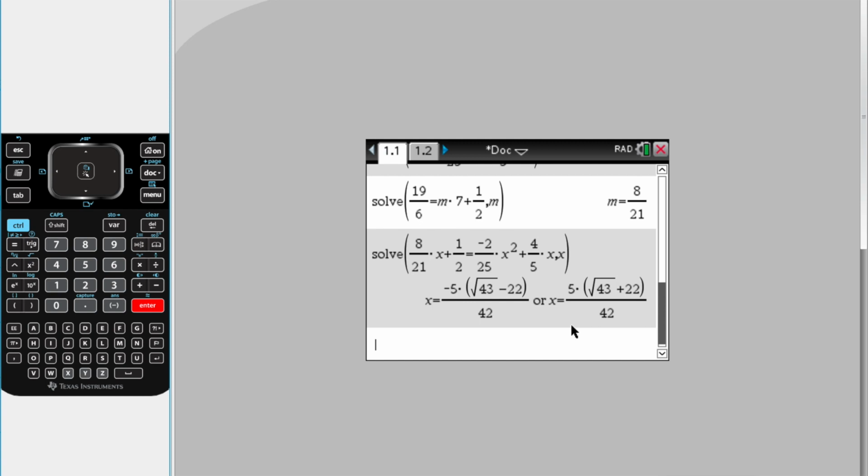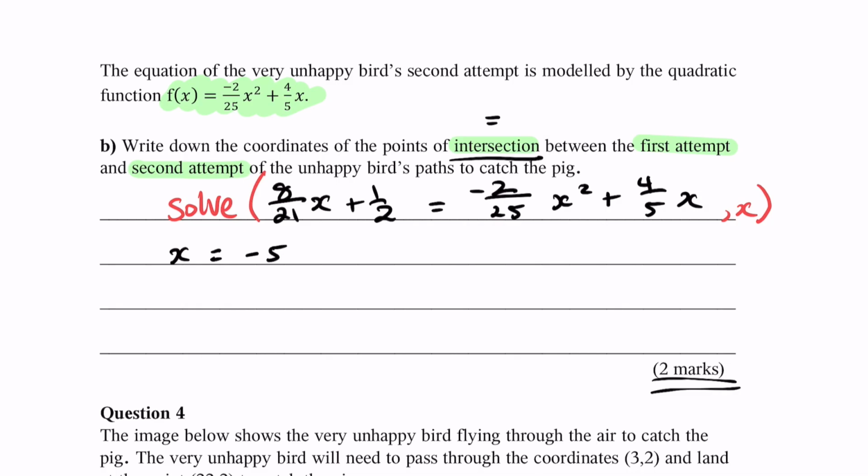Now that looks pretty gross, but it doesn't say to whatever decimal place, right? It just says write down the coordinates, so that implies that it should be in exact values. Okay, so our x value is going to be, I'm just going to expand. I'm looking at my CAS, but you can look at yours while you're doing this. I'm just expanding it straight in. So that would look like 5 times 22 is 110 on 42. And so that's our first one.